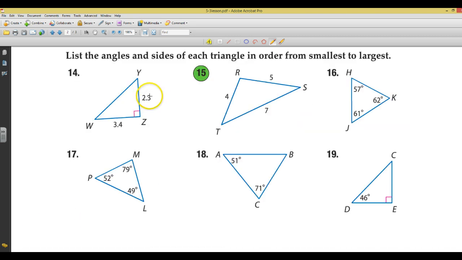Once again, we want to list the angles and sides of each triangle in order from smallest to largest. On number 15, our shortest side would be RT, which is 4, then RS, which is 5, then TS, which is 7. Our smallest angle will be opposite our shortest side. So opposite from 4 would be our smallest angle, angle S.